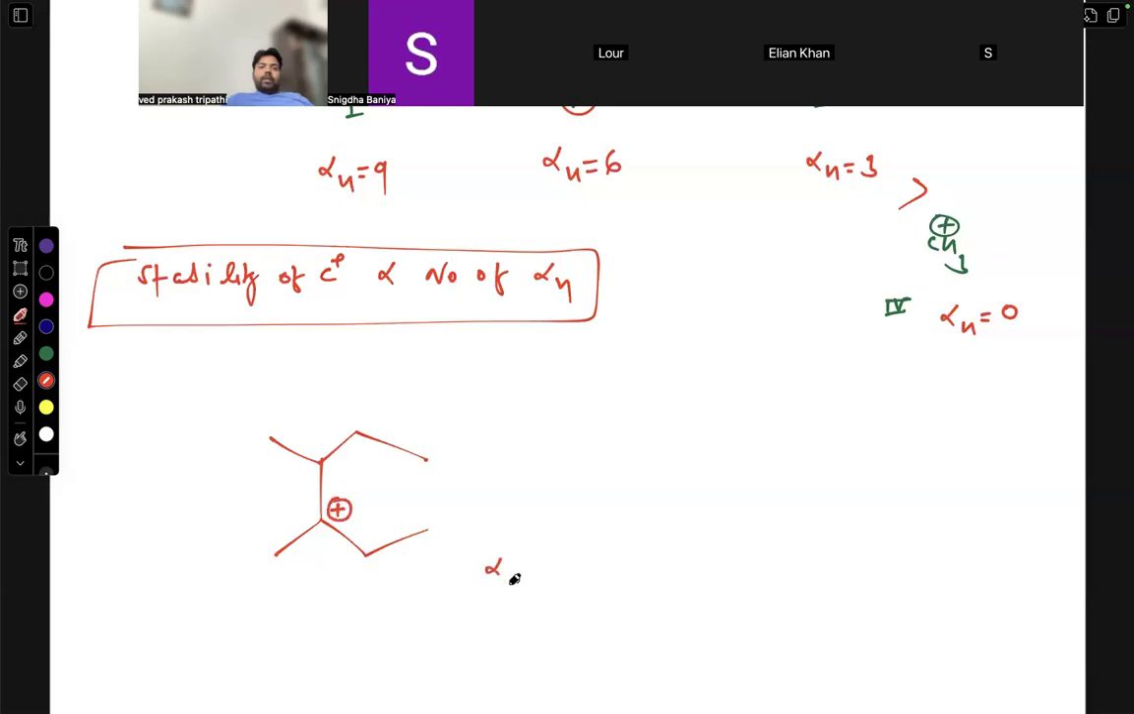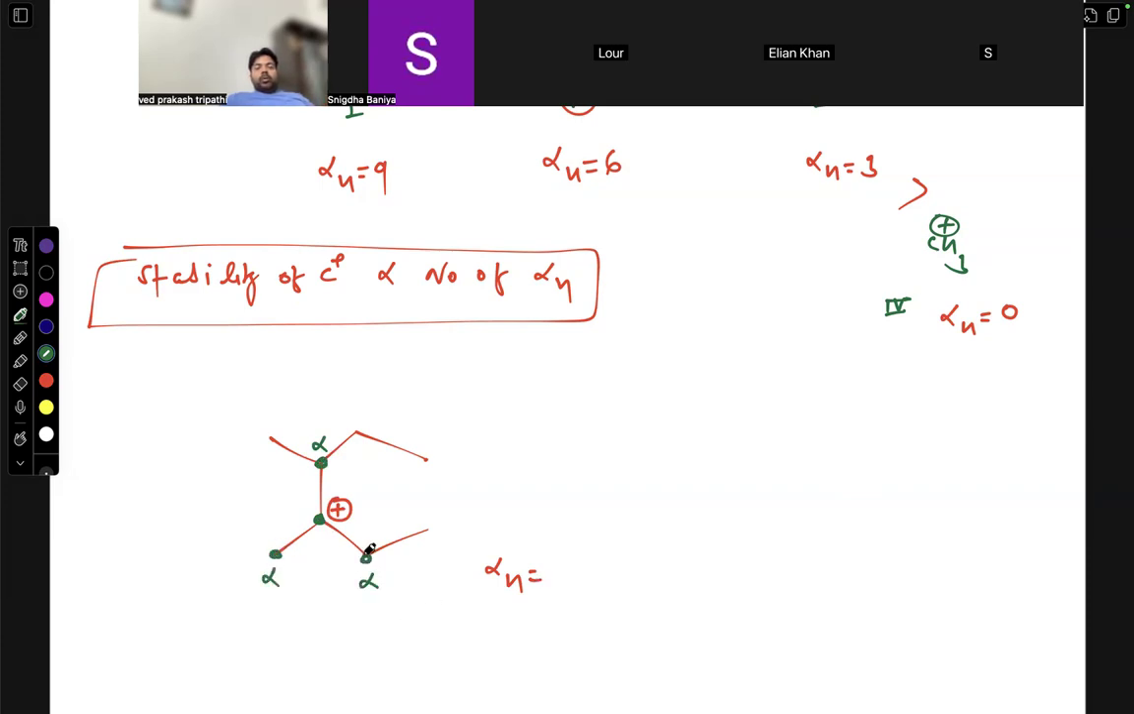How many alpha H here? Whenever you have a bond line structure, always try to convert it into the expanded form, meaning you have to put hydrogens on the neighboring carbon. First of all, we have to find the alpha carbon here. This is my carbocation, and we have to find the carbons directly bonded to the carbocation. So this one is my alpha, this one is my alpha, and this one is my alpha.